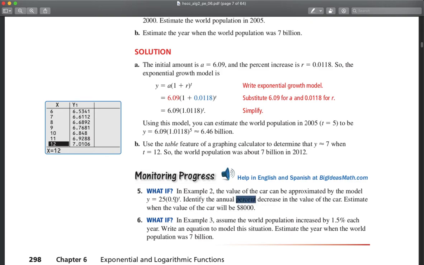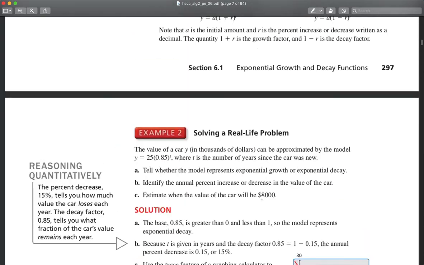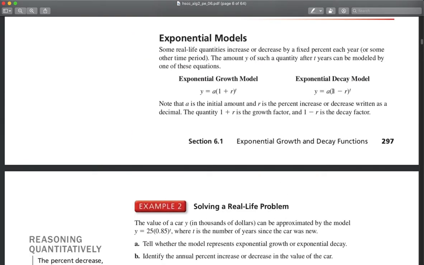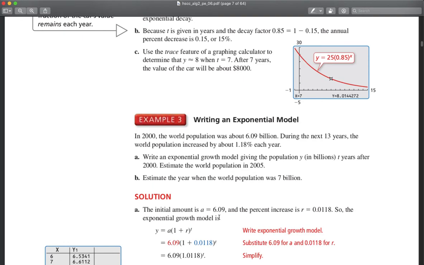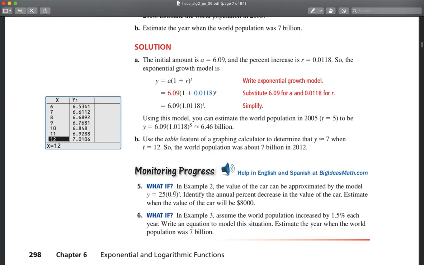So first of all, this is a decay model, so you're going to do the same thing where instead of 0.9, you're going to write that 1 minus r is equal to 0.9. Then you're going to solve for r. So go ahead and do that. The next part says identify the annual percentage decrease. Oh wait, sorry, we already did that.